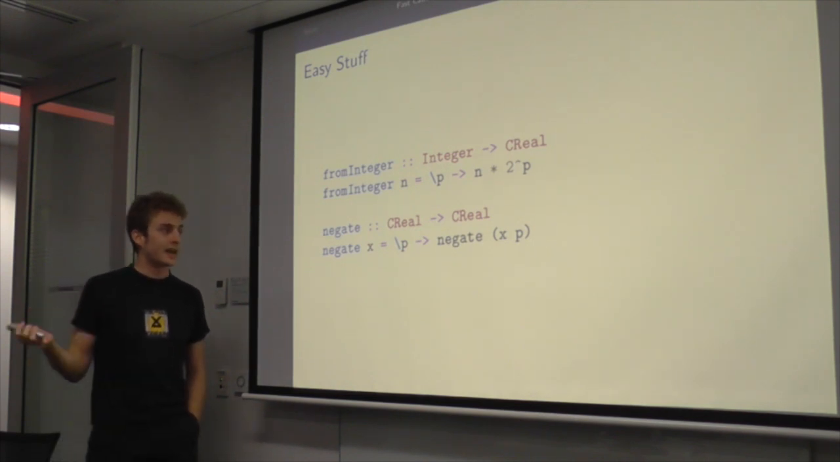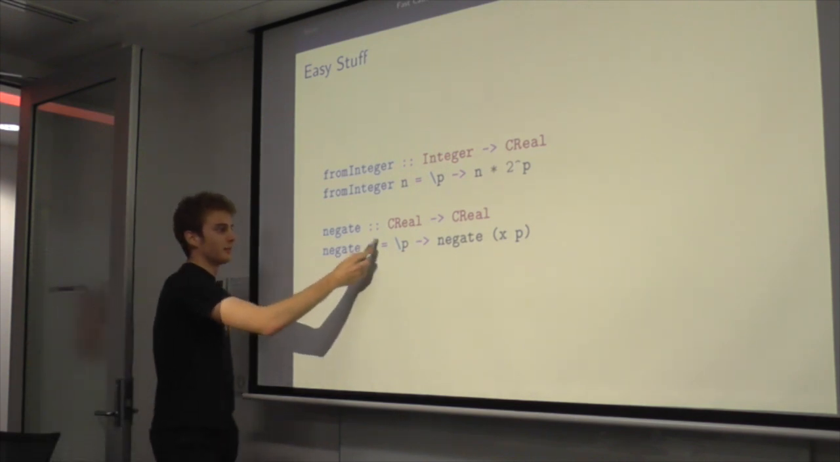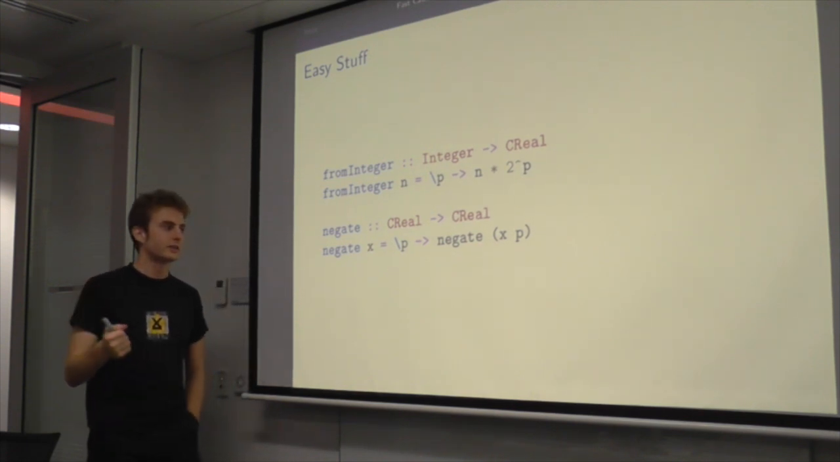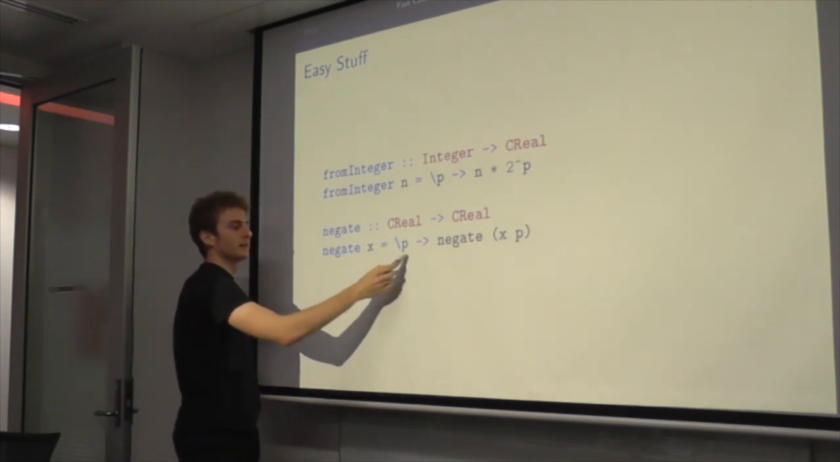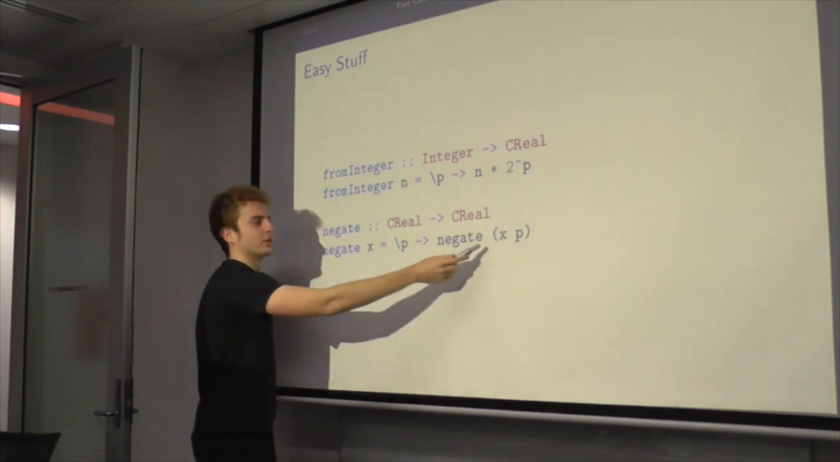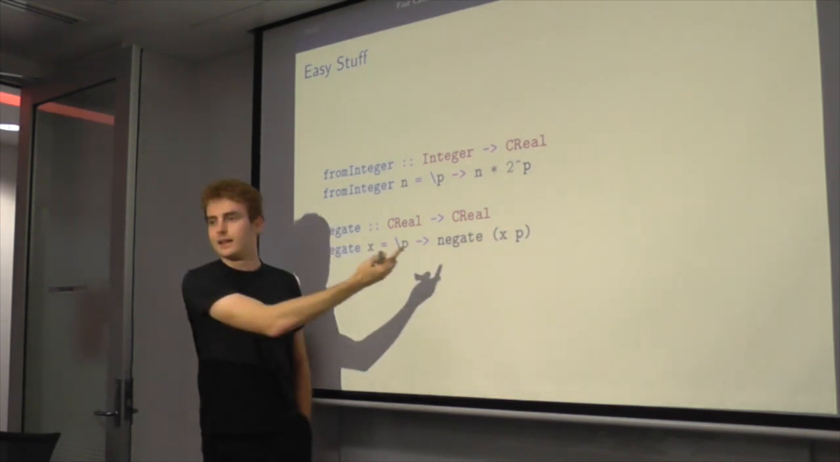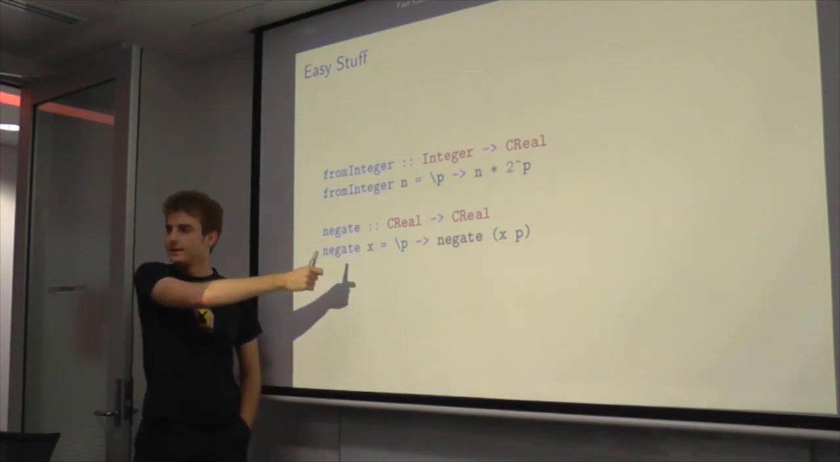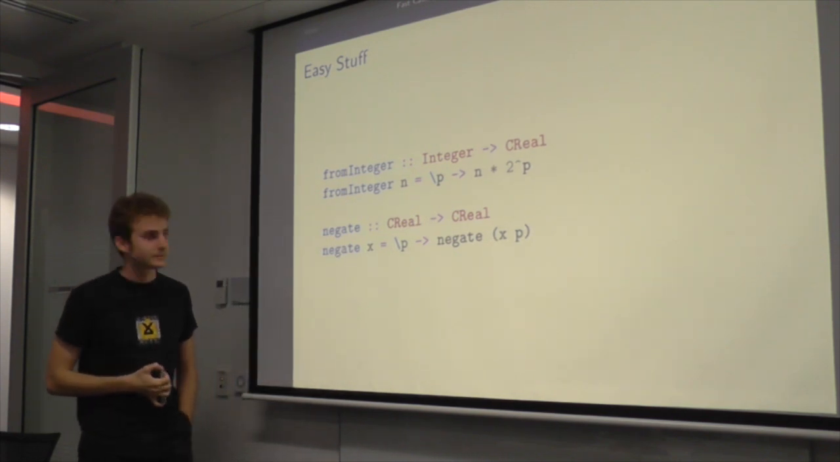And another easy one is negate. If we have some real number x, and we want a new real number, which represents negative x, if we're queried at some accuracy p, we can just query the old number at accuracy p and negate that approximation. And then we're going to still be as close, just at the negative. Sweet.